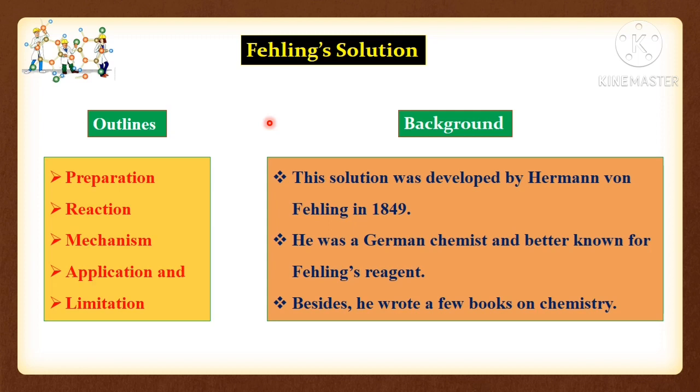At first, look at the historical background of this Fehling reagent. The solution was developed by Hermann von Fehling in 1849. He was a German chemist and better known for Fehling reagent. Besides, he wrote a few books on chemistry.